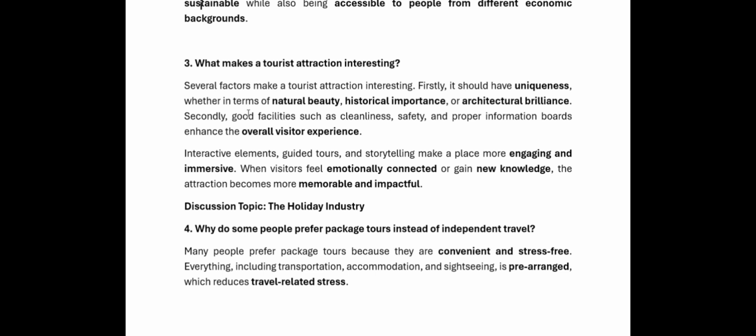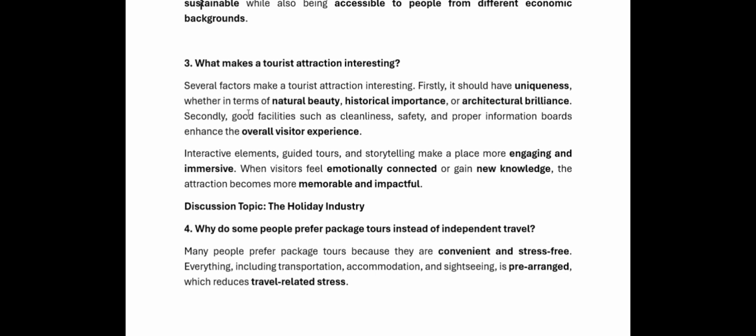So what we have to do? Copy them, learn them, practice them and use them. Let's go again. Several factors make a tourist attraction interesting. Firstly, it should have uniqueness, whether in terms of natural beauty, historical importance or architectural brilliance. Secondly, good facilities such as cleanliness, safety and proper information boards enhance the overall visitor experience.